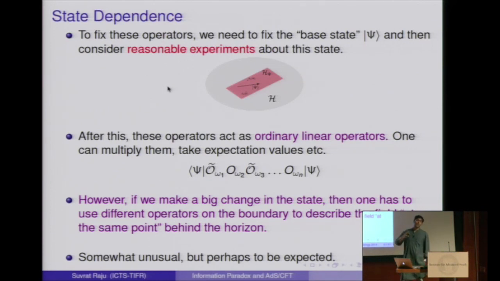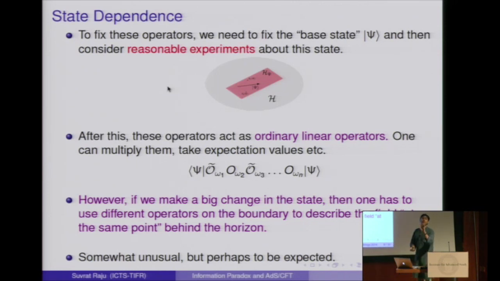Okay. However, if you make a big change in your black hole so that you go to a totally different part of the Hilbert space where your black hole microstate is completely different, then if you want to describe the same operator in the bulk, in inverted commas, if you want to describe the same operator at some point behind the horizon, then you need a different operator in the CFT Hilbert space to describe what you would naively have called the same operator in the black hole background. So in this sense, these operators are state dependent.